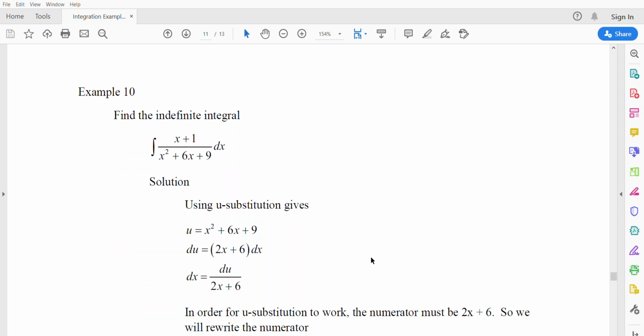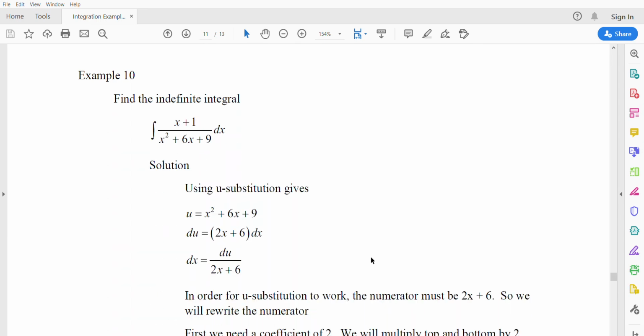Now let's take a look at this next example. So we want to find the indefinite integral of x plus 1 over x squared plus 6x plus 9. All right, so my solution, using u substitution, u is going to be x squared plus 6x plus 9. du is going to be 2x plus 6 dx.